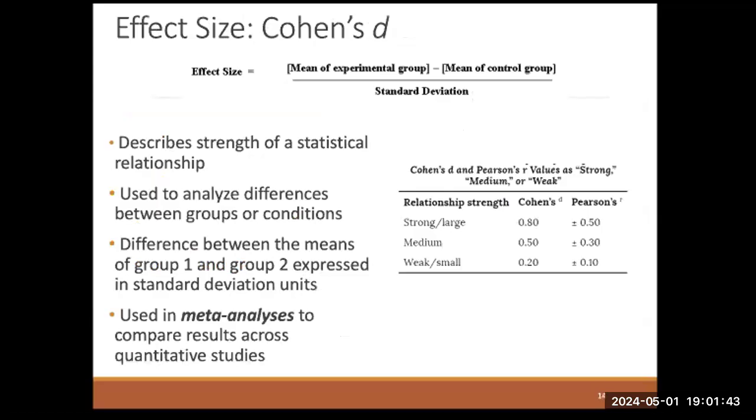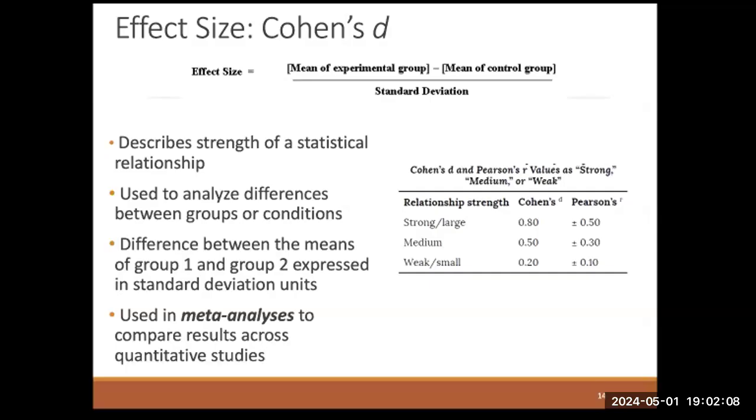So Cohen's d is the effect size, right? What Cohen's d does is it tells you the strength of a statistical relationship. This is what we mean by small effect, weak effect, right? The smaller the effect, the more participants or the more data points or observations you will need to demonstrate this small effect. This is where sample size becomes really important.